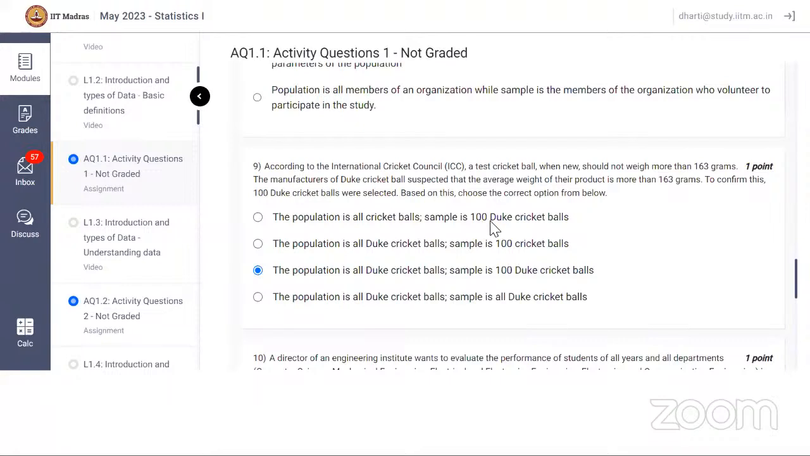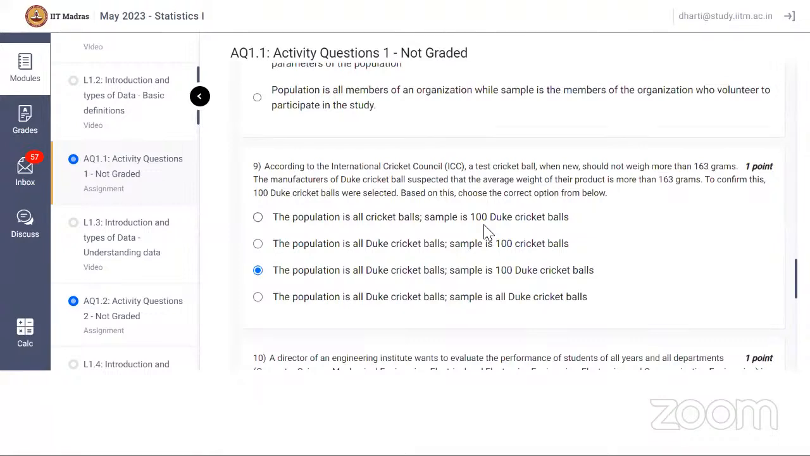So 100 is the sample and the population is all the Duke balls. Why can't all cricket balls be the population? Because of this line: the manufacturer of the Duke cricket ball suspected the average weight of their product is more than 163 grams. Here they have indicated that their population is Duke cricket balls only.